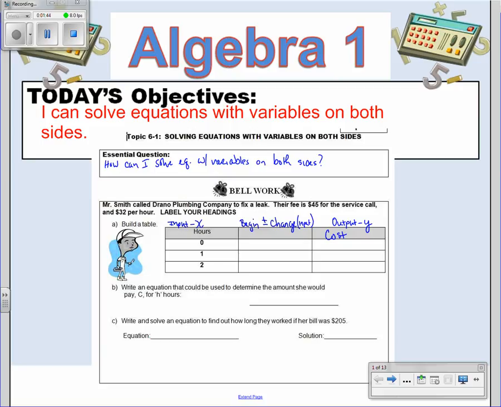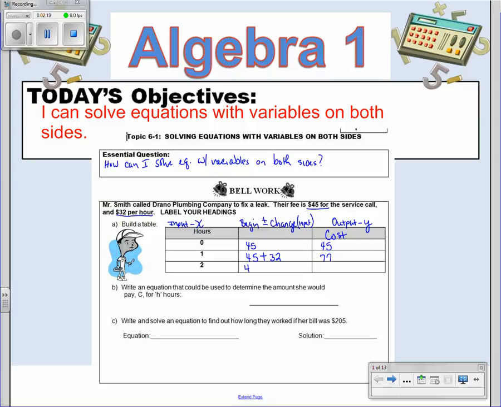So let's find out. At 0 hours, that means the plumber has worked 0 hours. How much are we going to be charged? It says that our fee is $45 for the service call and then $32 per hour. Since I'm not working any hours, I will be charged $45 just to call. After 1 hour, I'm still charged that $45, but now there's 1 hour, so I'm going to add $32 for that 1 hour. My total cost is $77.